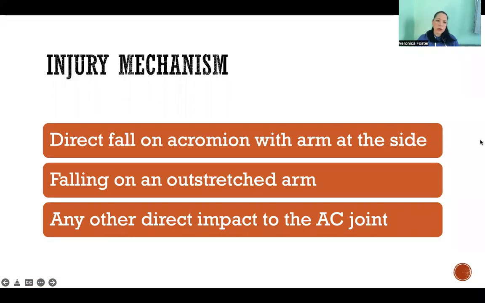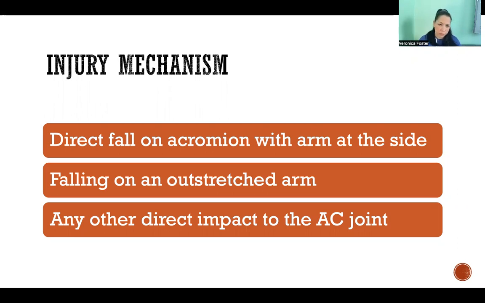All right, so the injury mechanism: how does a shoulder separation usually happen? Most commonly, it's a direct fall on the acromion with the arm at its side. Like if your arm is at your side and you fall, maybe you do a tuck and roll or whatever, but you land on the side of your shoulder with your arm at your side, that's the most common cause of this type of injury.